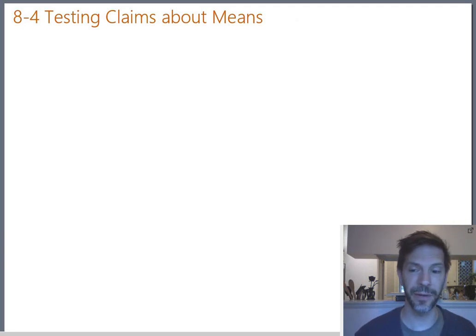All right, now that we know how to test a claim about a proportion, we're going to adapt that to test claims about means and see if we can tell if people are lying to us when they say something about a mean. And fortunately, the tools and the language are all very similar, so this will be an easy jump from 8.3 to 8.4.